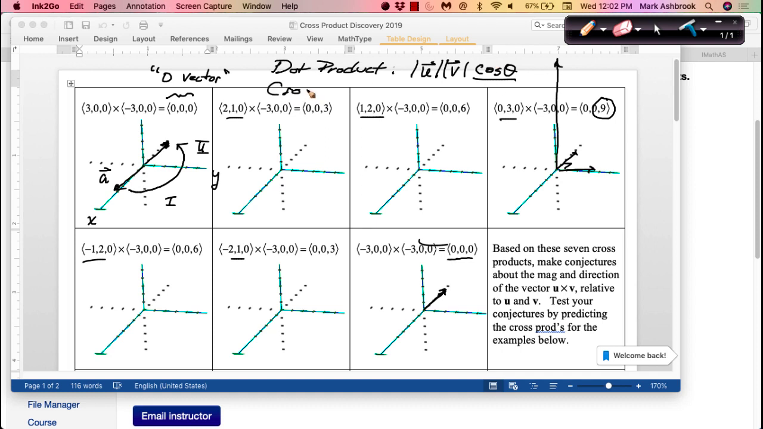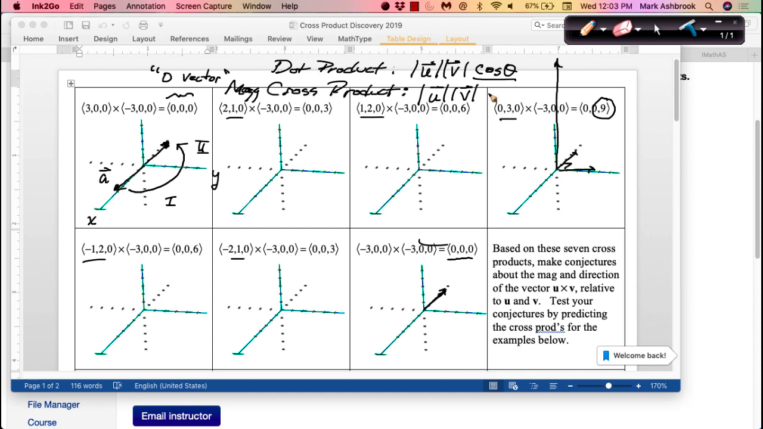Cross product. Now we're seeing the magnitude of the cross product, because it's a vector, not a scalar, is the product of the magnitudes as much as they are orthogonal, perpendicular to each other. When they're perpendicular, you get the product of the magnitudes. When they're parallel, they're not orthogonal at all, and you get 0.